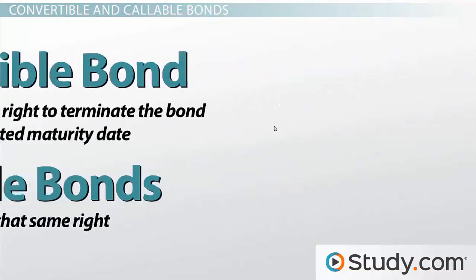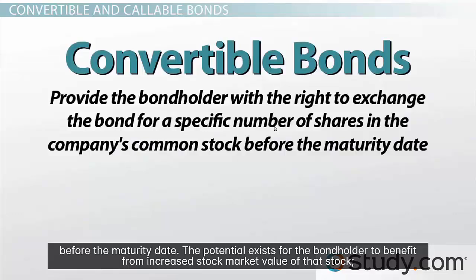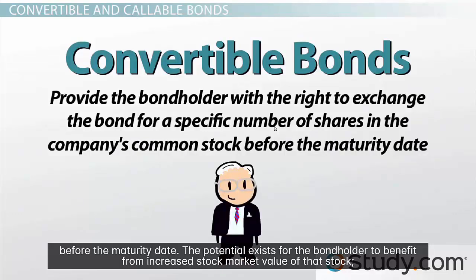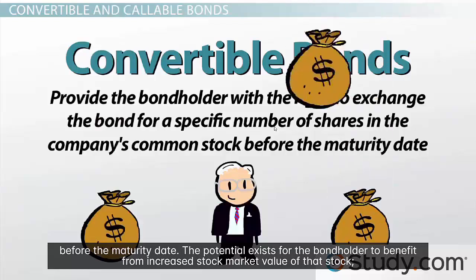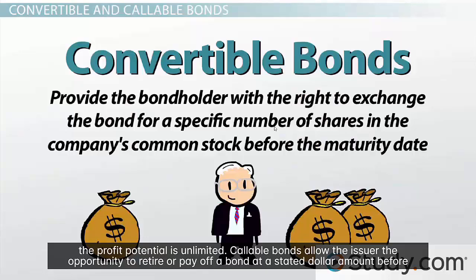Here's how. Convertible bonds provide the bondholder the right to exchange the bond for a specific number of shares in the company's common stock before the maturity date. The potential exists for the bondholder to benefit from increased stock market value of that stock. The profit potential is unlimited.